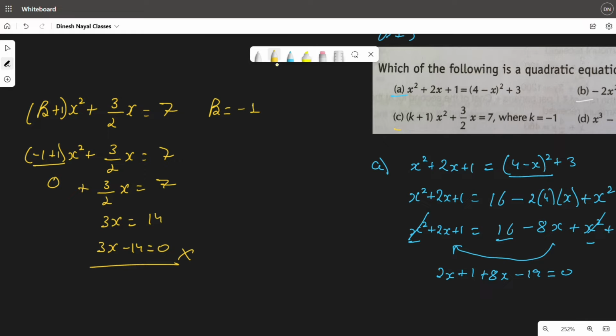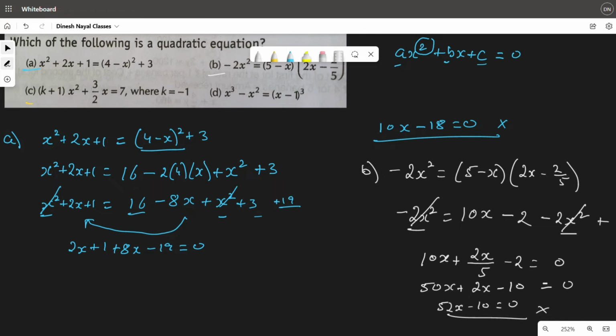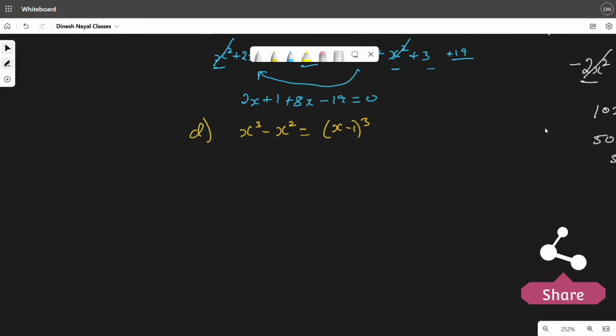Now, checking the d part. D part is x cube minus x square equals x minus 1 whole cube. So now solving for this, we have to use the identity a minus b whole cube to expand x minus 1 whole cube.